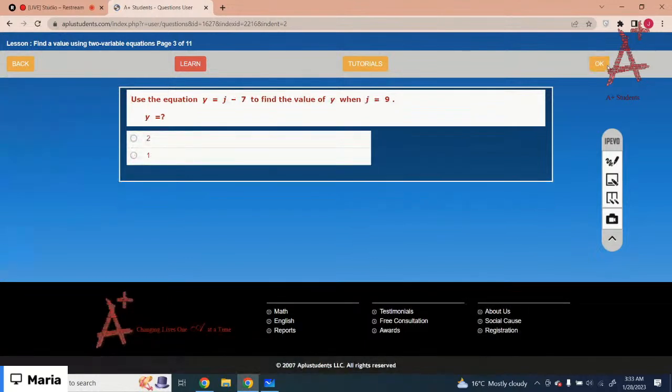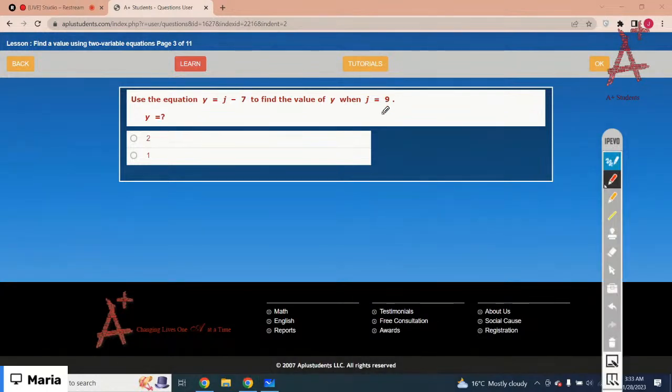Okay, the next one is use the equation Y equals J minus 7 to find the value of Y when J equals 9. So you have to replace the variable J with the value. It would be 9 minus 7, and 9 minus 7 equals 2. So the correct option is 2. Got it?